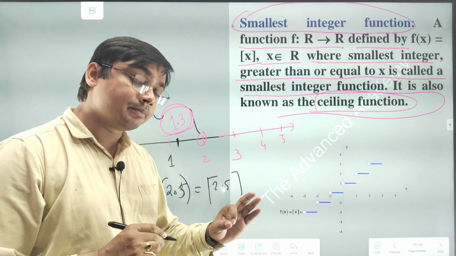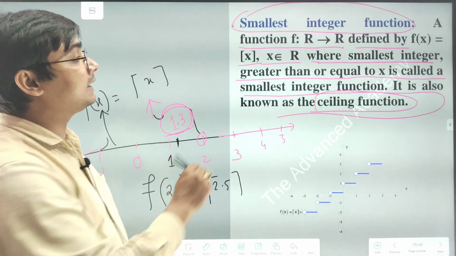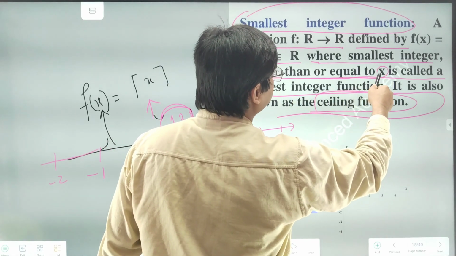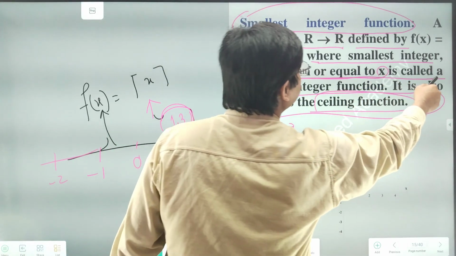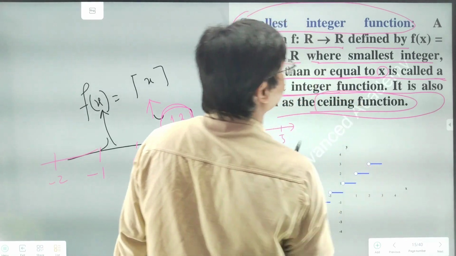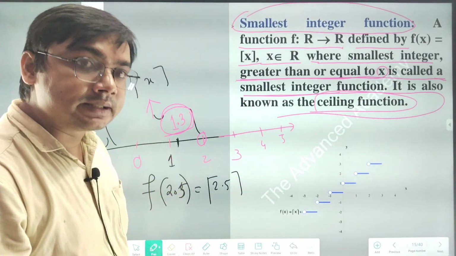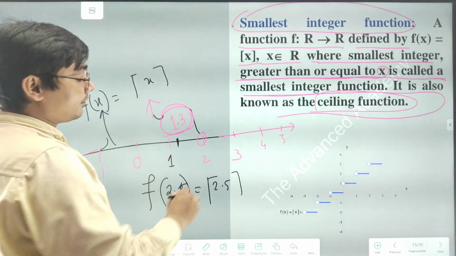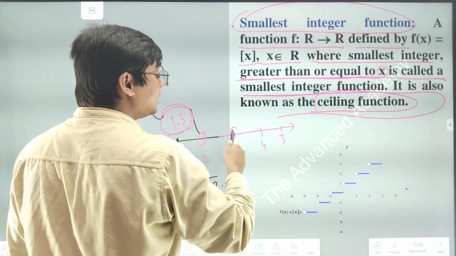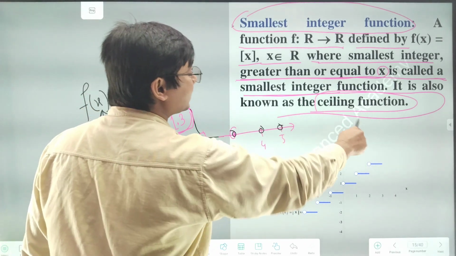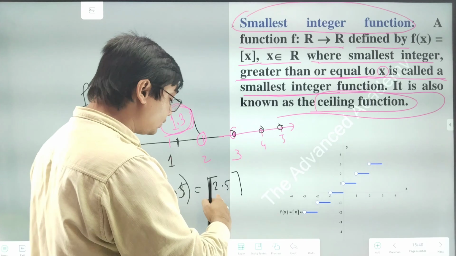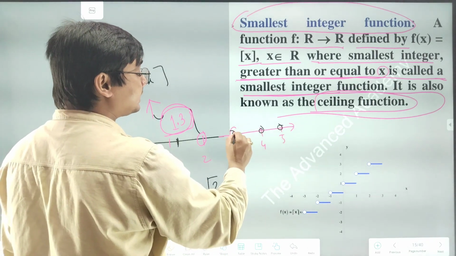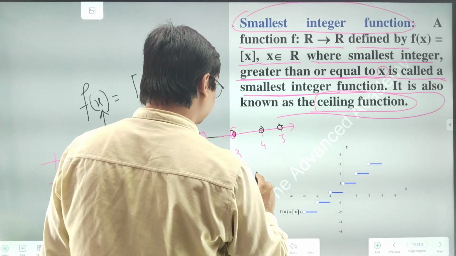This function will give an integer number which is greater than or equal to x, but is the smallest such integer, just greater than or equal to 2.5. So what integers are greater than 2.5? 3, 4, 5, there are many integers greater than 2.5, but the smallest among them is 3. So this function will give 3.